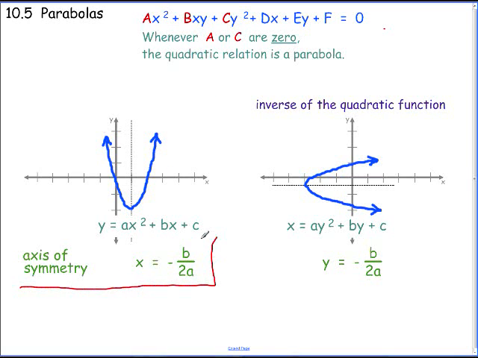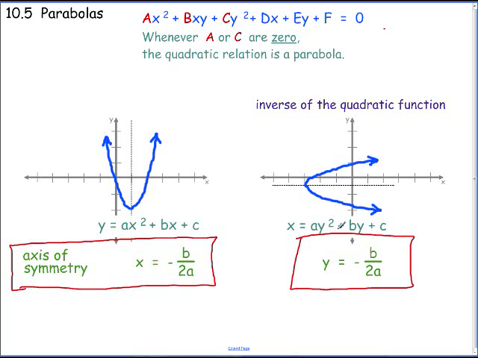Remember this way of finding your axis of symmetry? Here's a little reminder on how you do that. When we look at the inverse of a quadratic function, this is a quadratic function, we recognize it. The inverse swaps all my y's for x's and x's for y's, and my axis of symmetry turns out to be horizontal for the inverse of a quadratic function.